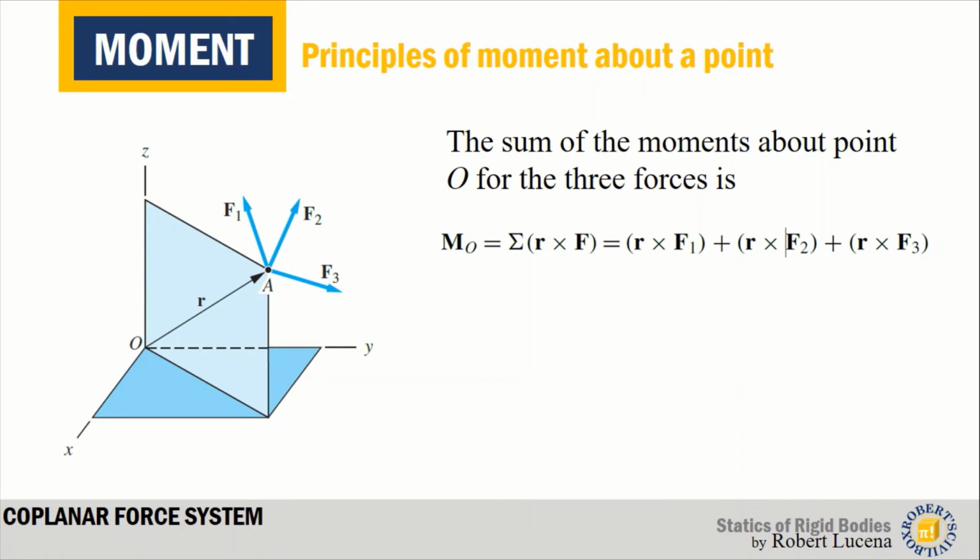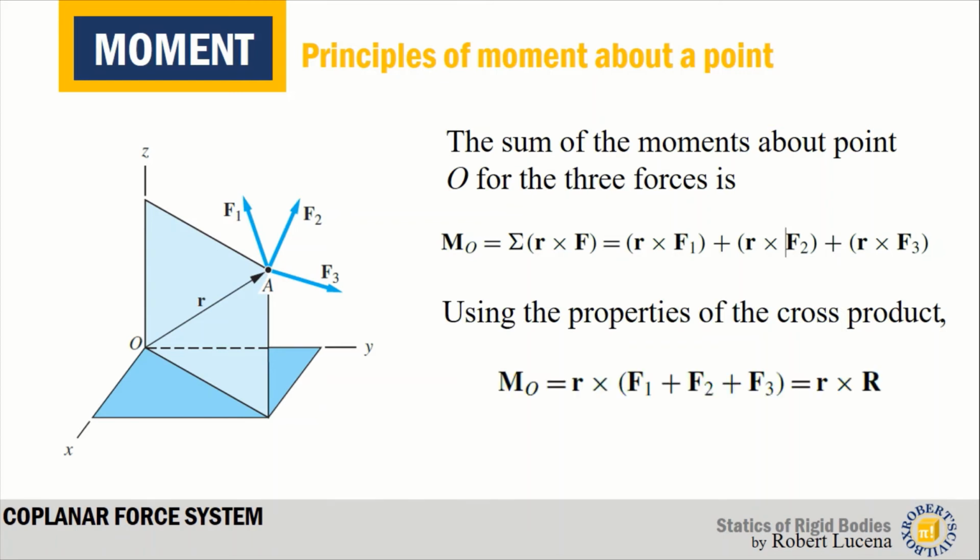So the sum of the moments about a point O for the three forces: F1 causes a moment at point O, F2 also causes a moment at point O, and F3 also causes a moment at point O. Now to get the total moments acting at point O, we simply need the summation of R cross F. Since these three forces F1, F2, F3 are concurrent, R cross F1 plus R cross F2 plus R cross F3 is also the summation of R cross F, which is the total moment acting at point O in vector form.